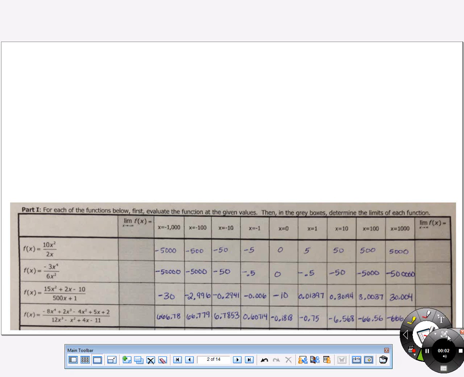What you're going to do is look at this chart. So let me explain a little bit how it works and what the notation means. So notice that the chart has a function over here.